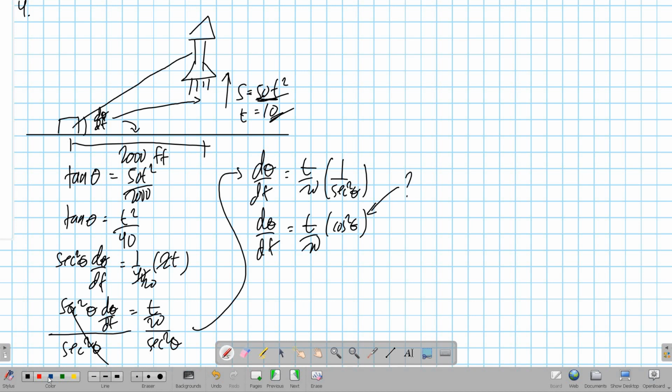That's now the question. If we take a look at what we're given, based on this relationship, we can solve for cosine theta at t equals 10 seconds. So, tangent theta will be equal to 10 squared over 40, so tangent theta will be equal to 100 over 40. This gives you y, and this gives you x.